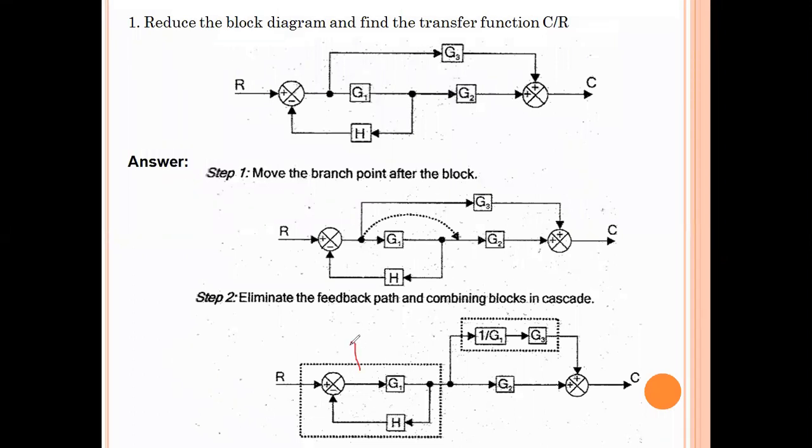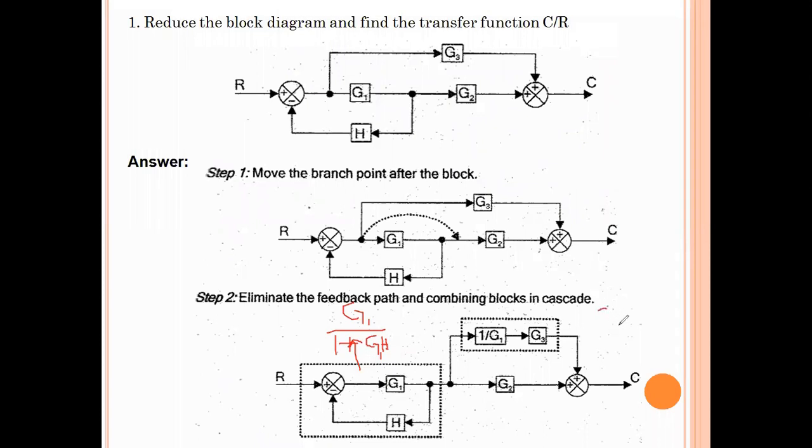Then in this place, G by 1 plus GH. G by 1 plus here GH. Yes, so G1 here, not G. So G1 by 1 plus G1H. So this is the block we will get here with the help of rule number 10.